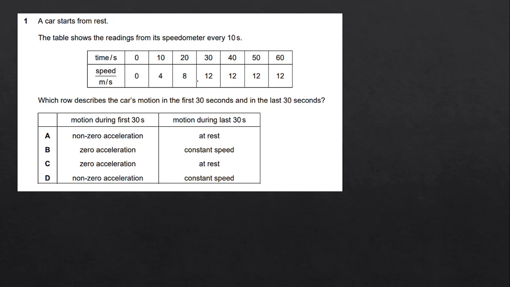Let's look at the car's motion in the first 30 seconds. So the car's speed is increasing in the first 30 seconds. That means there is some acceleration. So during the first 30 seconds there is non-zero acceleration. In the next 30 seconds the car is moving with constant speed. So the correct answer would be option D, non-zero acceleration during the first 30 seconds and constant speed during the last 30 seconds.